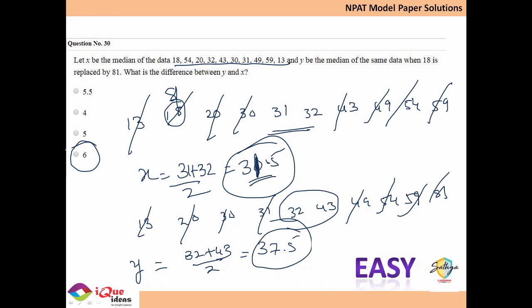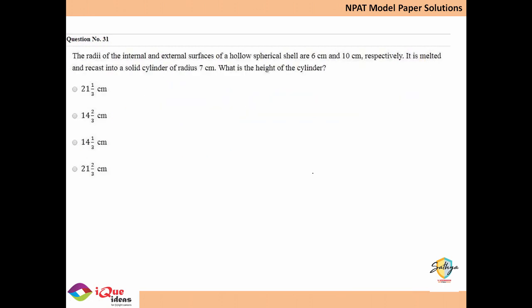A very simple problem. The only thing you have to understand is the median of any set of numbers is the number which is exactly in the middle. So if there are an even count of numbers, take the two middle numbers and take the average of these numbers. That's it. Simple problem.